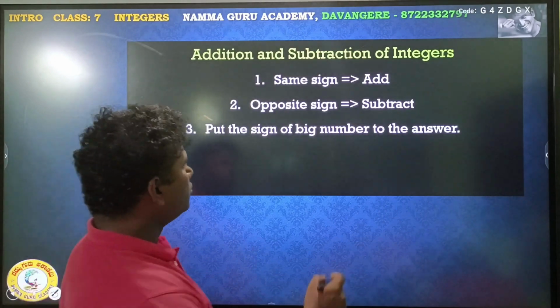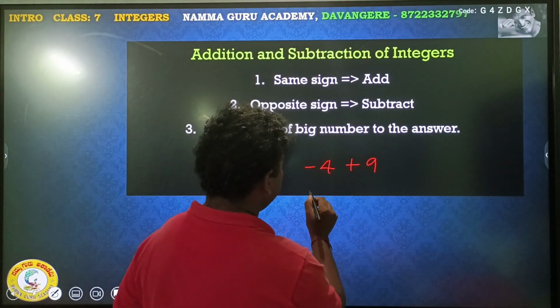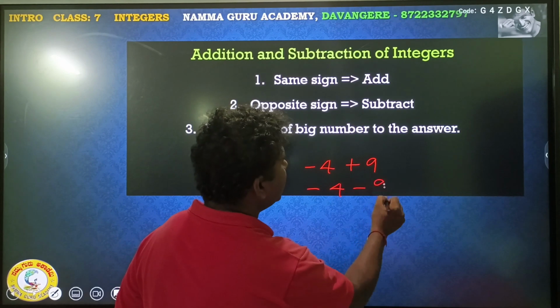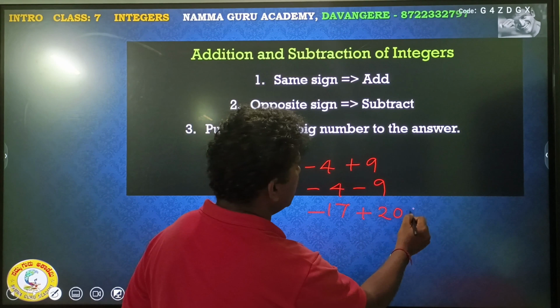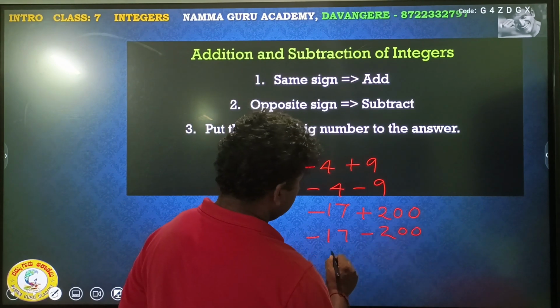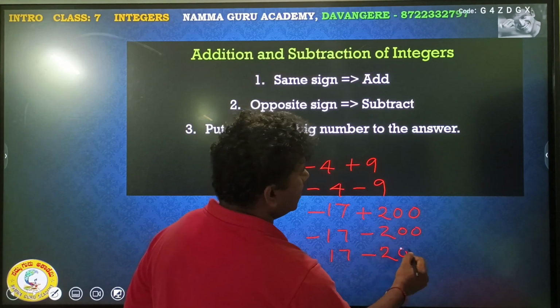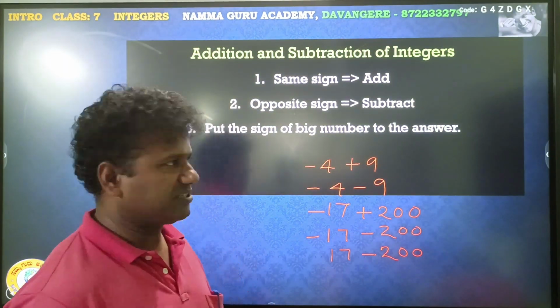And then, better to practice some questions. Minus 4 plus 9, minus 4 minus 9, minus 17 plus 200, minus 17 minus 200, 17 minus 200. Okay, please solve these questions and then write it in the comment box.